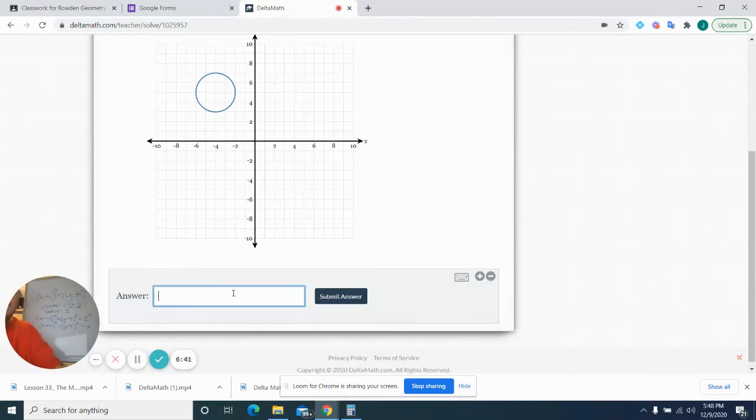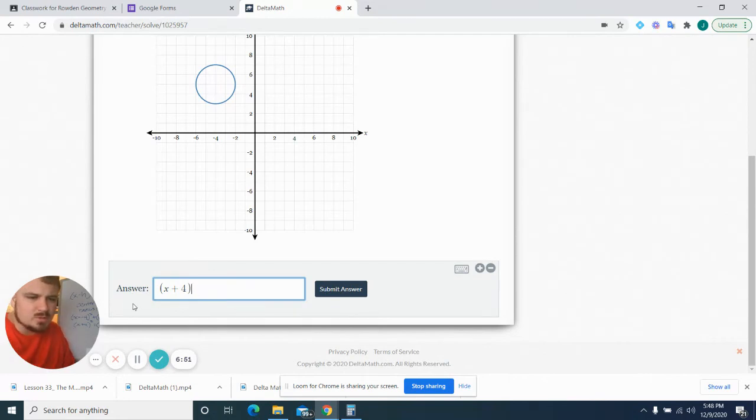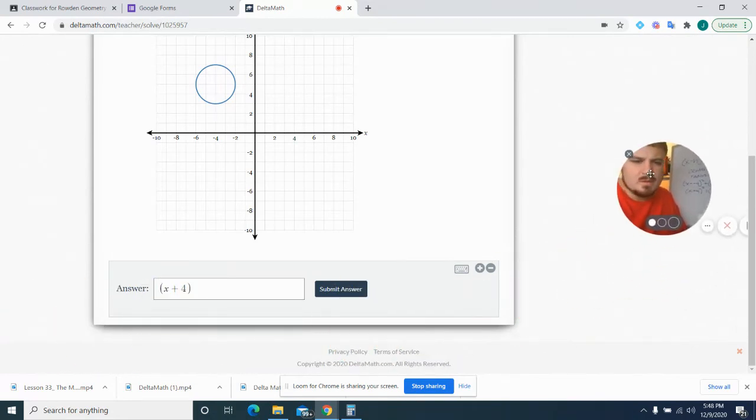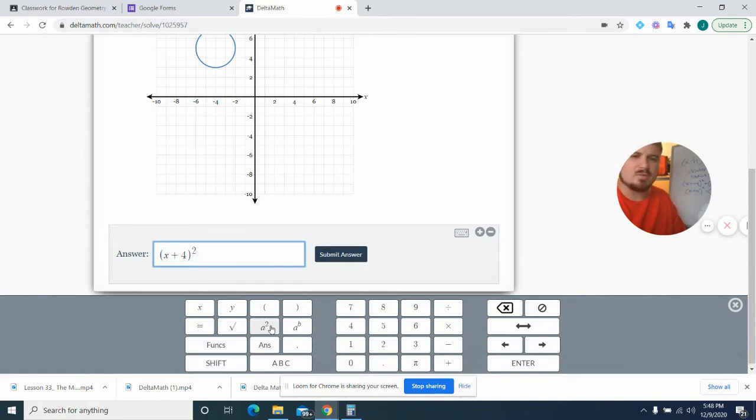So we need to get the parentheses, and it's x plus 4. A little trick with this is, you can pull this up. See this little keyboard button? You pull that up, and you can just type this, and it puts the squared for you.